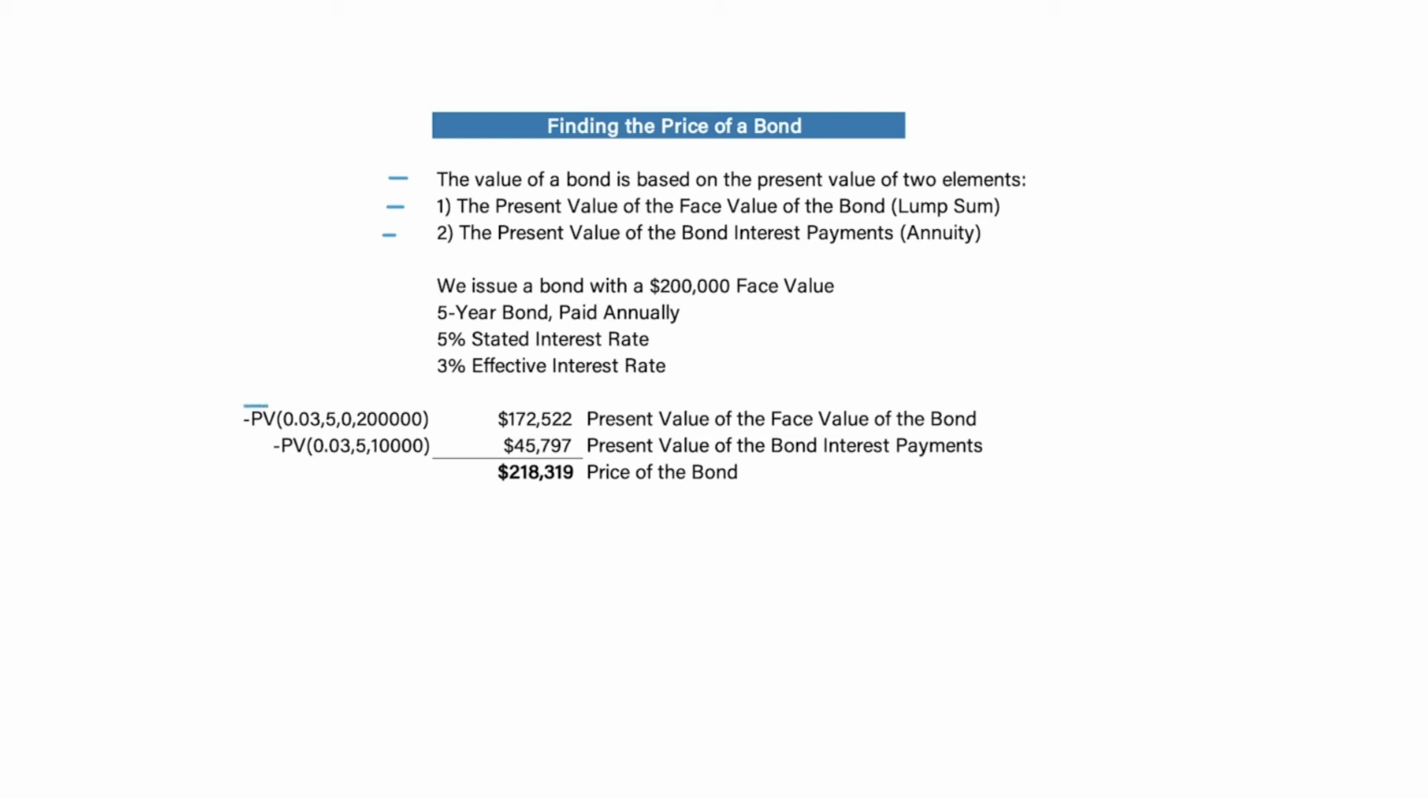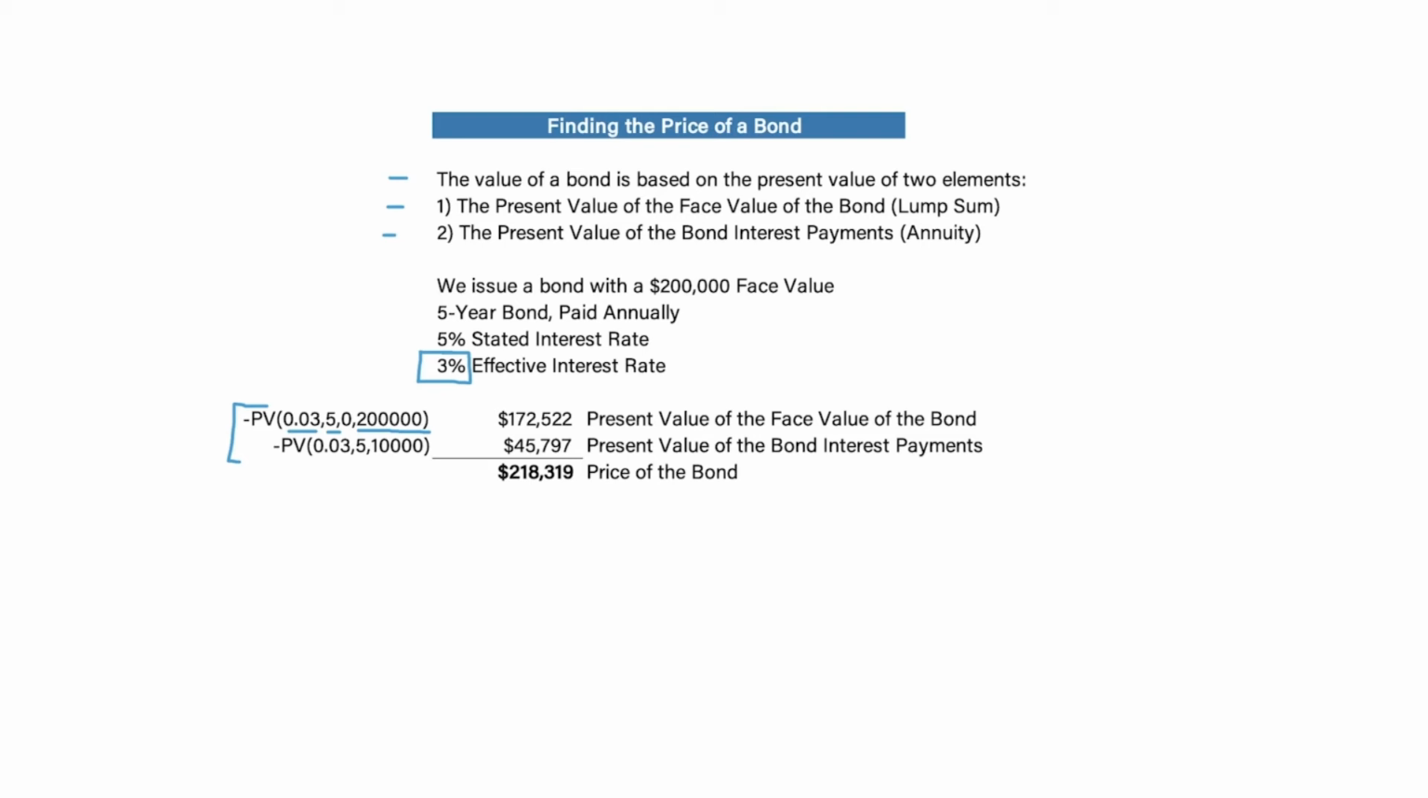So here are the formulas for you to see. So first we have the present value of the face value of the bond. So we're going to have a $200,000 amount after 5 years at a 3% rate. So we are always going to use the effective rate for the present value, always.